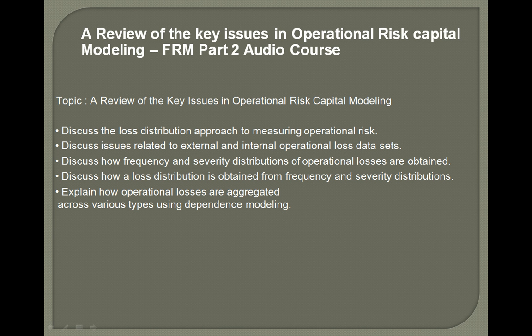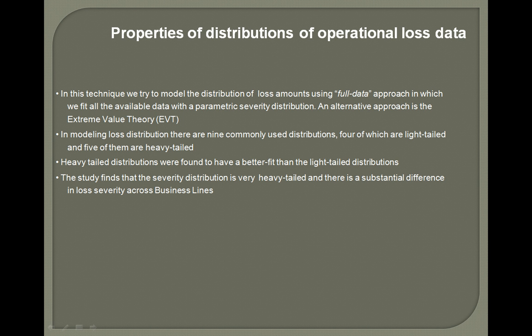I'll quickly summarize some of the things here. So, properties of the distribution of operational loss. Here we try to model the distribution of loss amount by using the full data approach, in which we fit available data with a parametric severity distribution. The alternative method is EVT. In modeling loss distribution, we have 9 common distributions, 4 of which are light tailed and 5 of them are heavy tailed. This is something that we are going to look at in the next class. Heavy tail distributions are found to be a better fit.